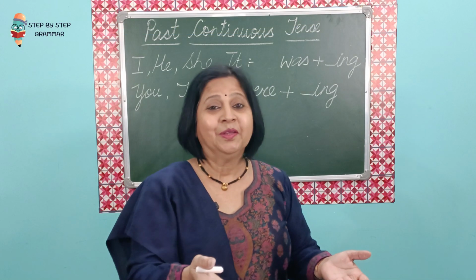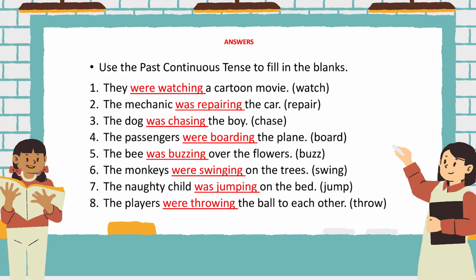Answer time. All answers in front of you. You had to see whether the subject we were referring to was singular or plural. For example, were watching because it was they. The mechanic, singular, was repairing. The dog, again singular, so was chasing. Now chasing spelling, C-H-A-S, drop the E and add just ING. Again, passengers, it's plural, so were boarding.